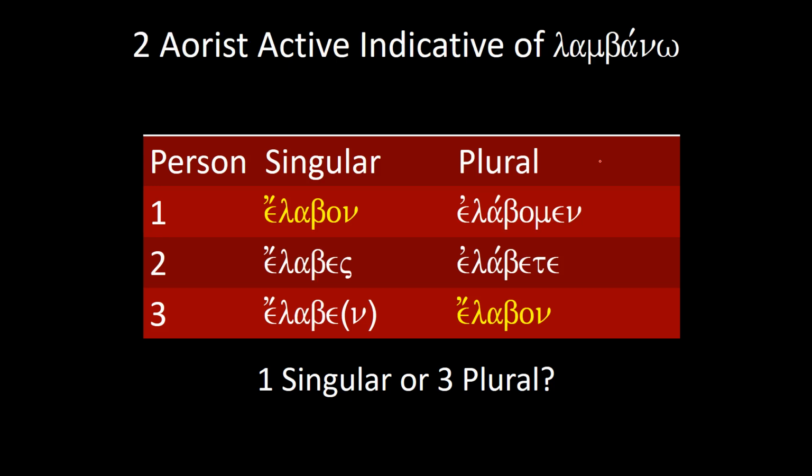Same thing on second aorist. Notice elabon, first singular, elabon, third plural. How do you know what it is? What is going to be your big giant key? Context. If we were parsing these in a vacuum, which I don't do by the way, you would have to put second aorist either first singular or third plural.